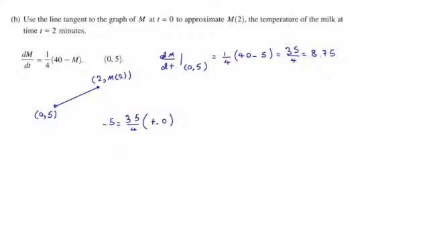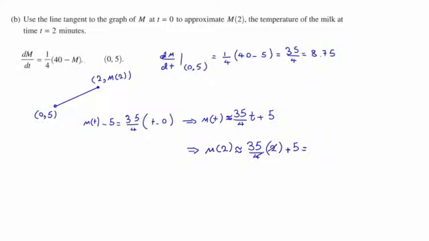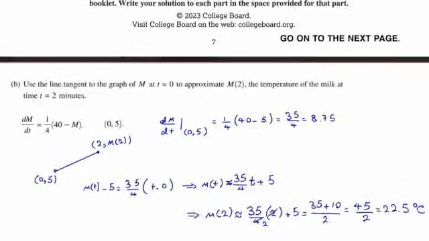And what we can call this one is m of t. So m of t equals 35 over 4t plus 5. And then the problem says approximate with this line. So m of 2 is 35 over 4 times 2 plus 5. If we cancel, 35 plus 2 times 5, 10, it will be 45 over 2, or 22.5. And if you want to determine the unit, it is 22.5 degrees Celsius.